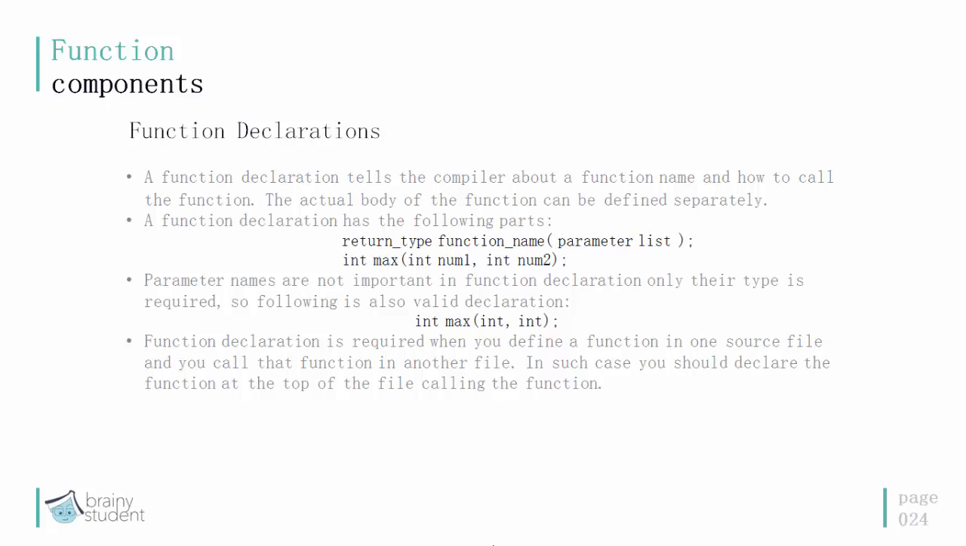The function declaration is required when we define a function in one source file and call the function in another file. In such cases, you should declare the function at the top of the calling function.